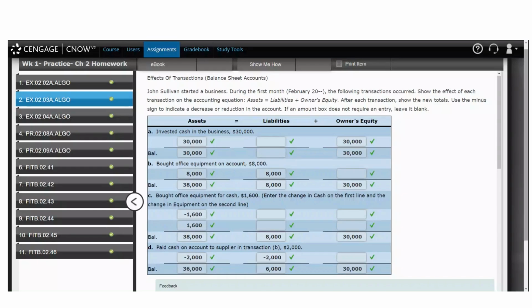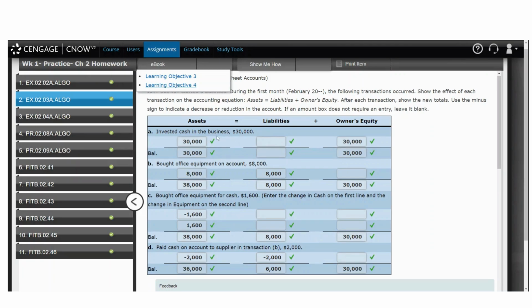All right, let's take a look at number 2. This one's a little bit longer, but it's the same concept. So here we are given a transaction. I see this person invested cash in the business in the amount of $30,000. So I know that my asset of cash increases by $30,000. And I know that the other account that is affected is my owner's equity. So two accounts will always be affected, sometimes three, and we'll get into that in a minute. But here I have 30,000 in assets, 30,000 in owner's equity.